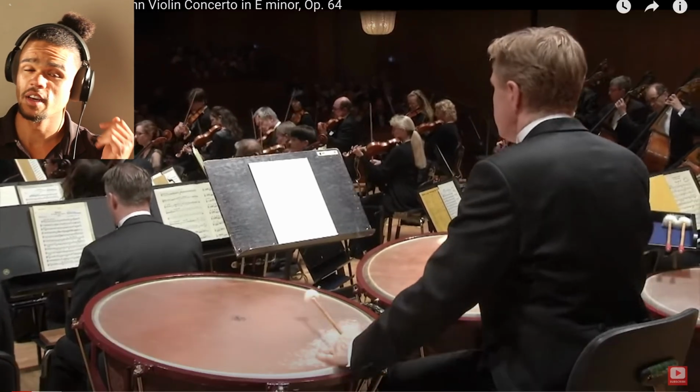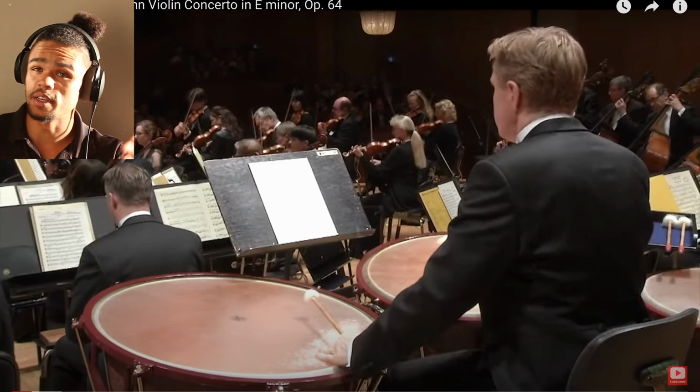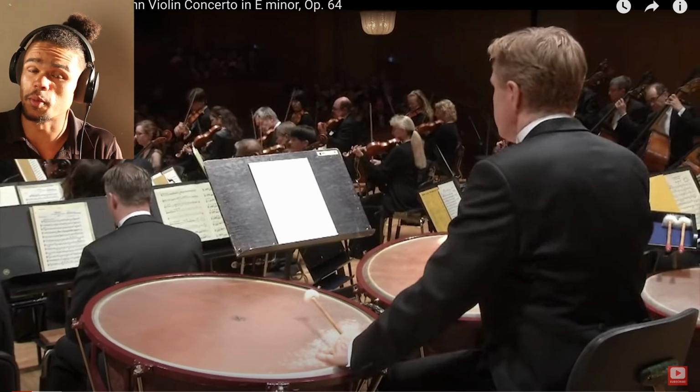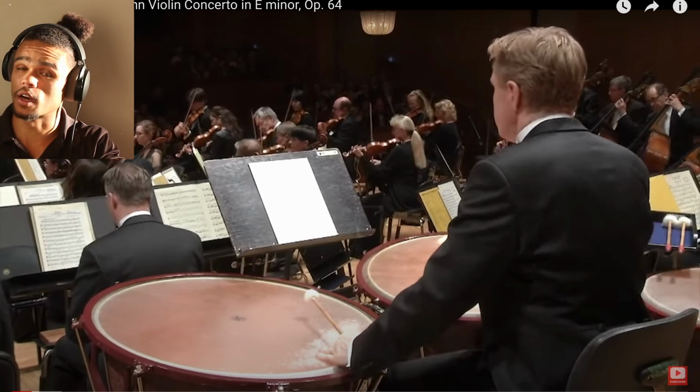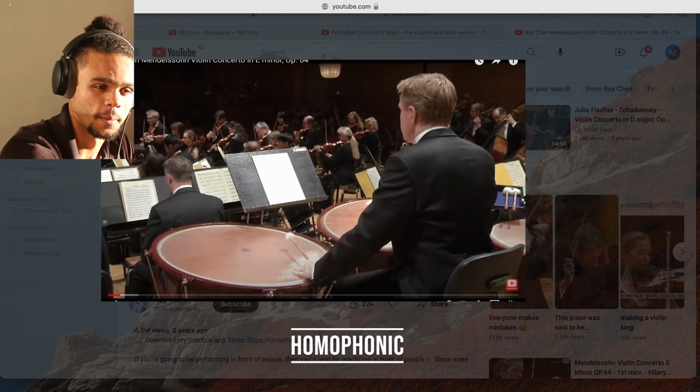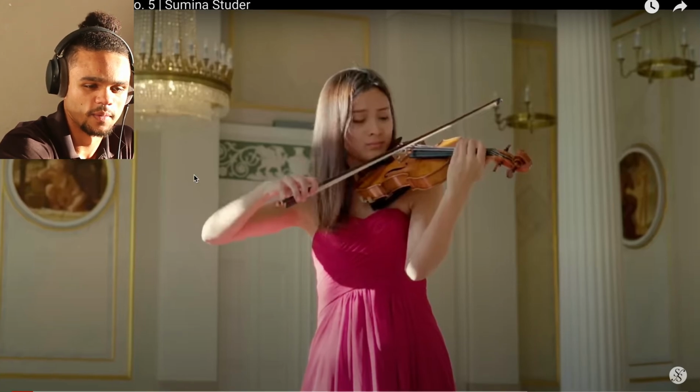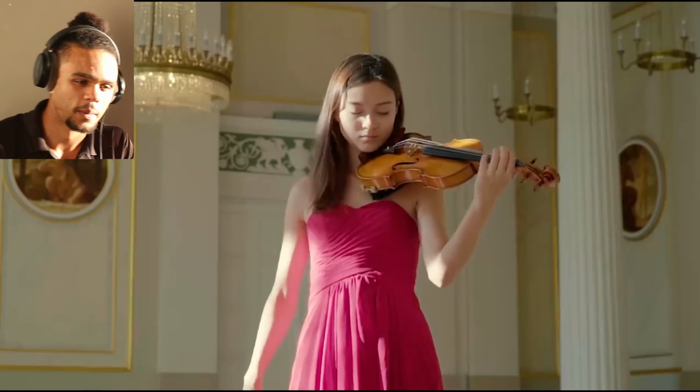So right there we have a violin that's being accompanied by a huge number of other violins, but they're playing more of a chord harmony underneath that violin. So that becomes a homophonic texture. All right, let's go for our next one. We have a girl here playing the violin.